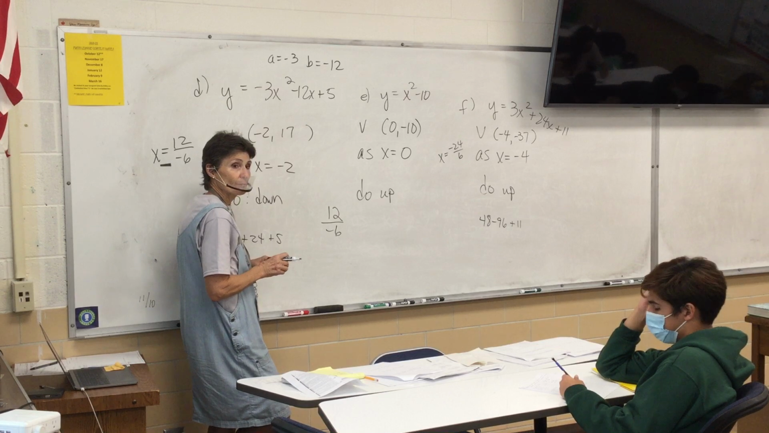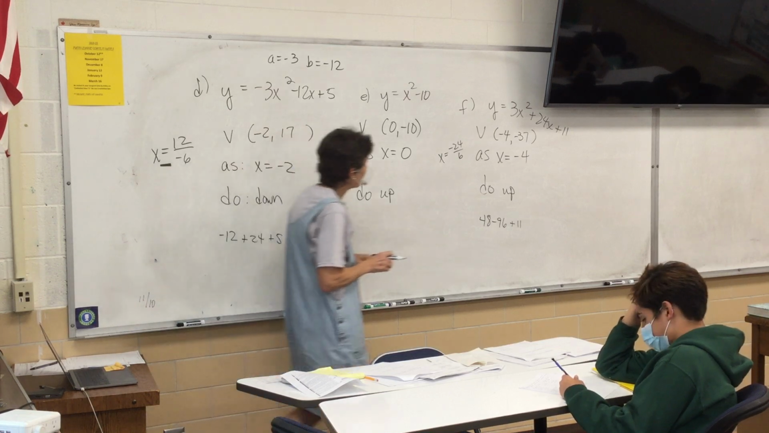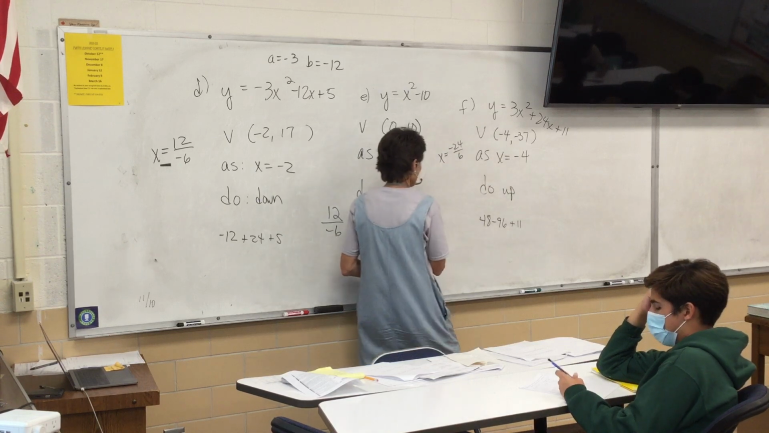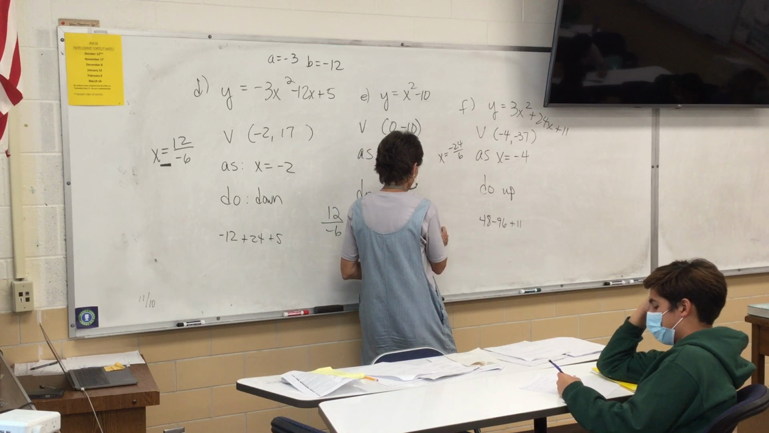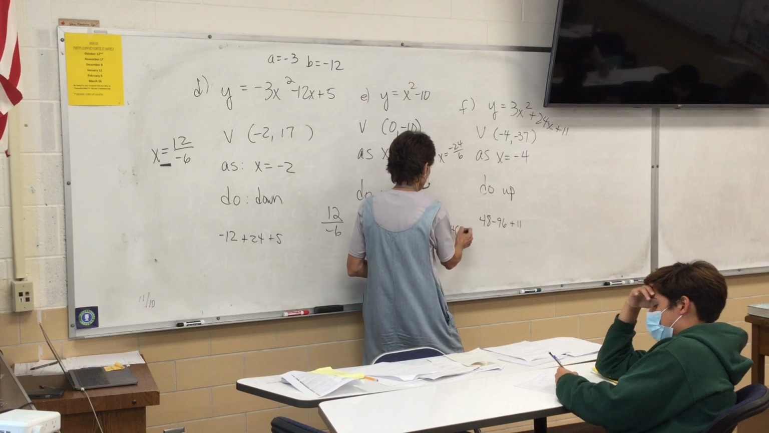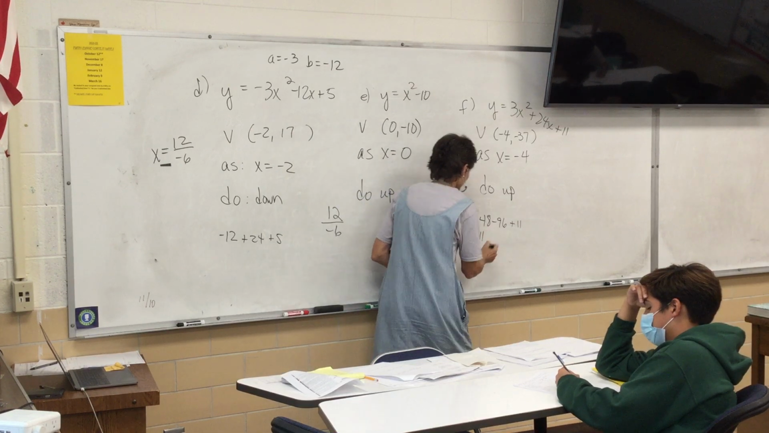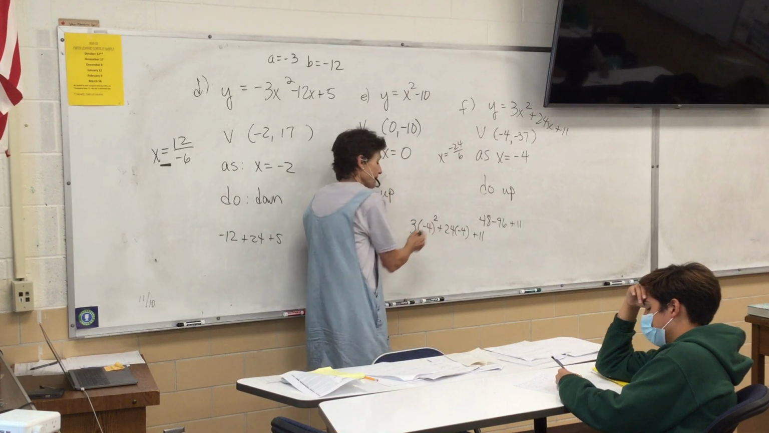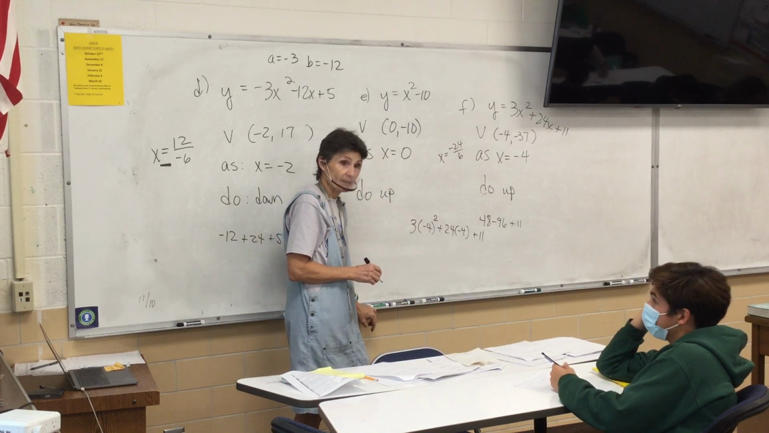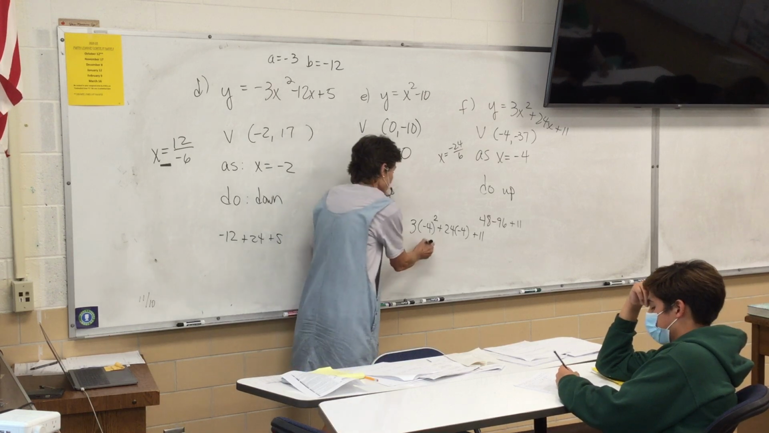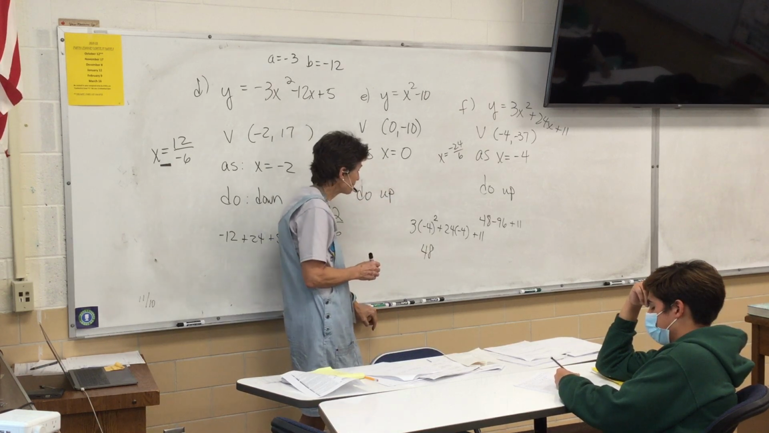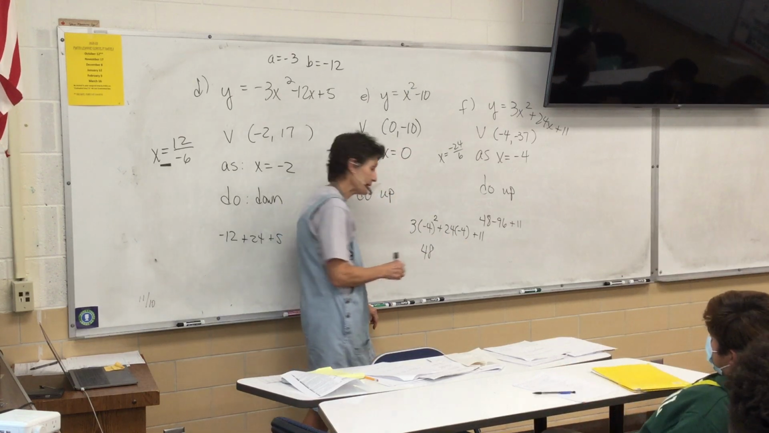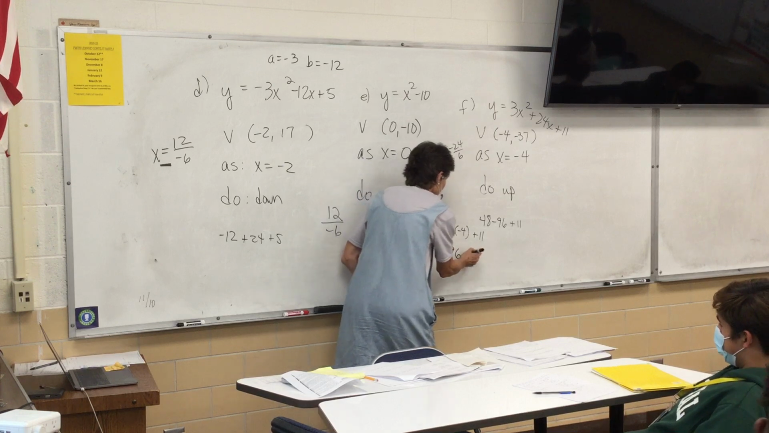I got a different Y on there. On F, a different Y. So you got X equals negative 4? Yeah. All right, so 3 times negative 4 squared plus 24 times negative 4 plus 11. Make sure, did I copy that right? Is that okay? All right, so what's negative 4 squared? 16. And 16 times 3 is 48? Yeah. Okay. What's 24 times negative 4? Negative 96. And then we have plus 11.